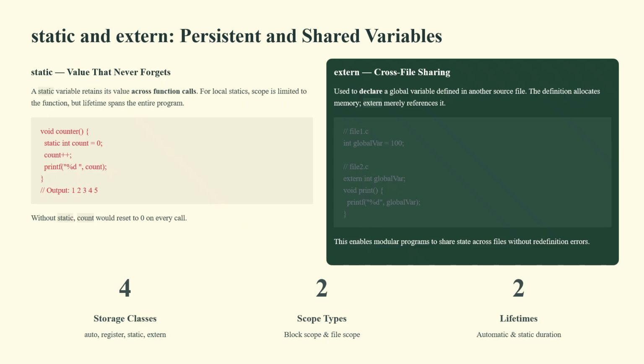Extern variables are used to declare a global variable defined in another source file. The definition allocates memory and extern references it. It enables modular programs to share state across files without redefinition errors. So why is extern useful? It supports modular programming and avoids duplication. The key insight: static means persistent, extern means sharing.